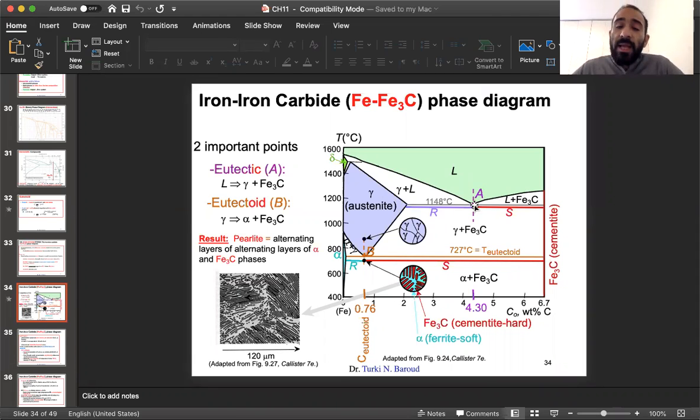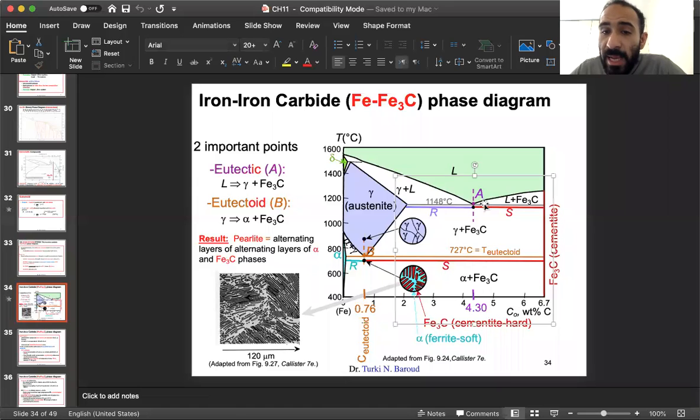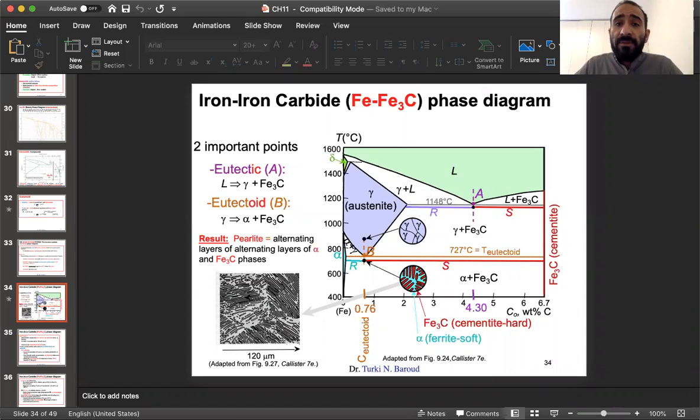Okay, so this is called the eutectic reaction. We have a eutectic reaction as you cool below the eutectic temperature, which is 1148 Celsius. At this eutectic composition, which is 4.30, the liquid is going to transform directly into gamma plus iron carbide. Liquid into gamma plus iron carbide.